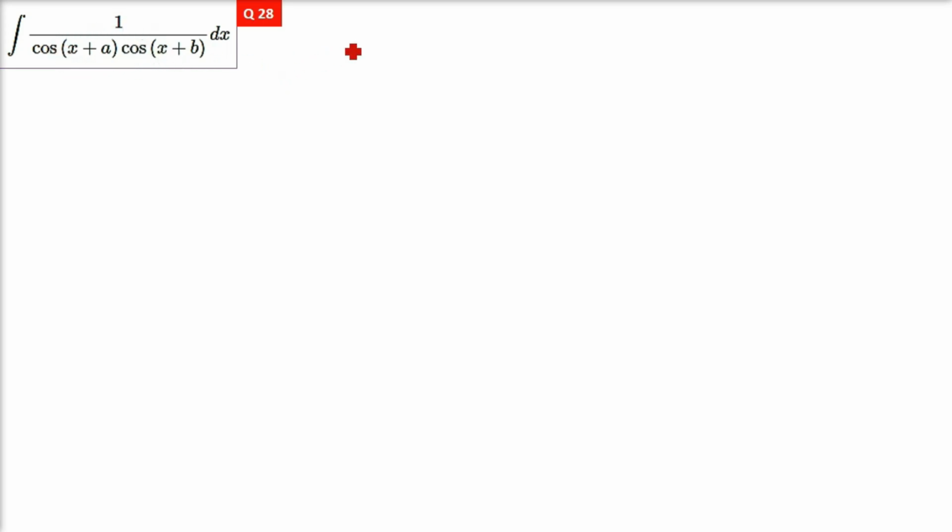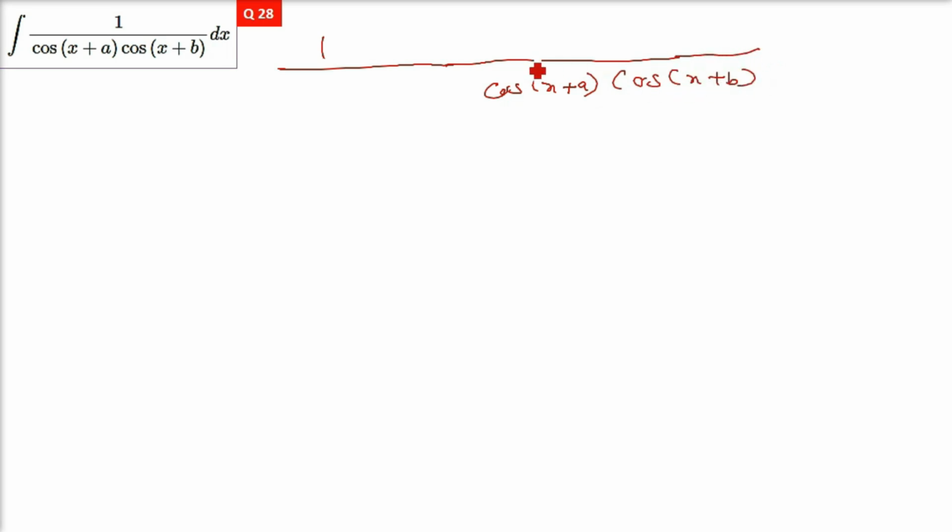Bring everything in the numerator, cancel things out, make it easier, and try to conclude with a very simple result that is possible in integration. I am writing cos(x+a) into cos(x+b) here, but I am introducing something, and that introduction is sine.